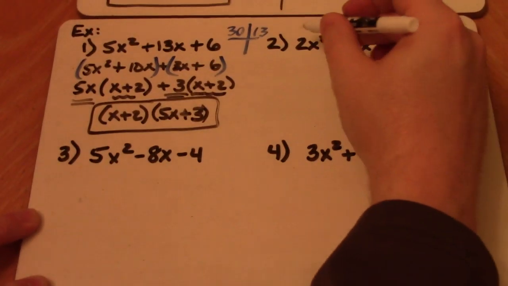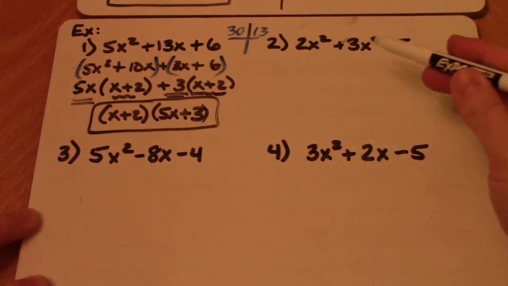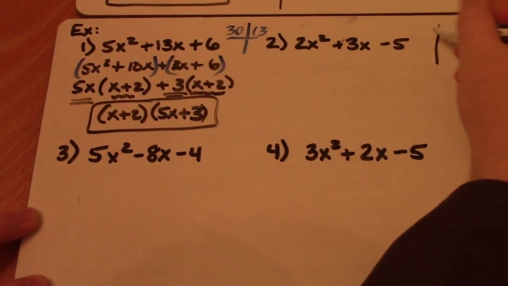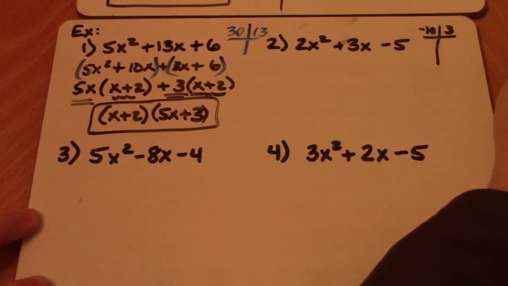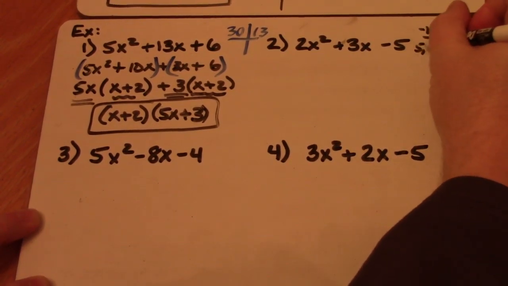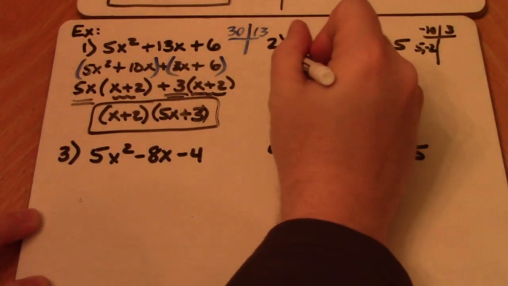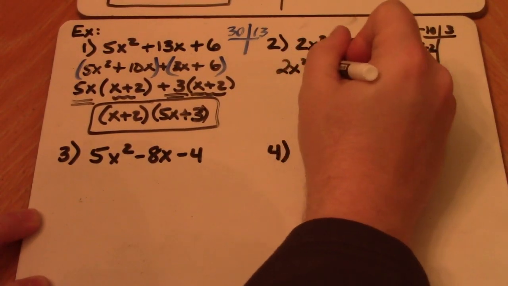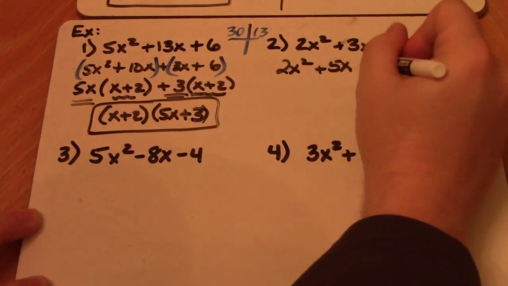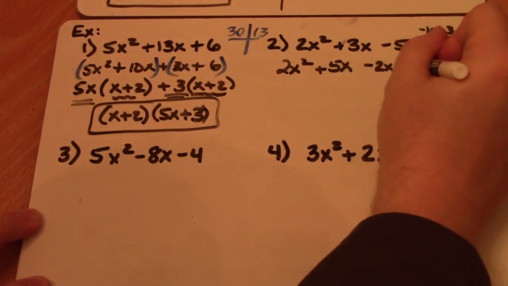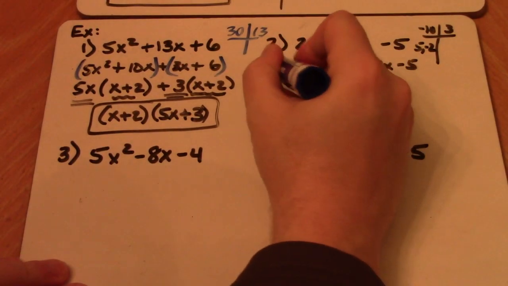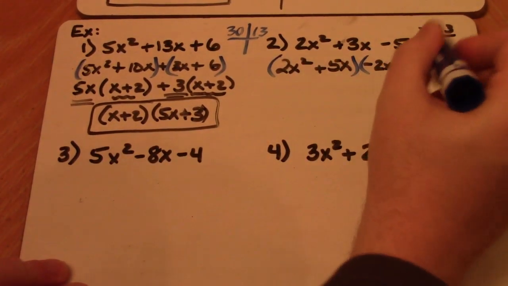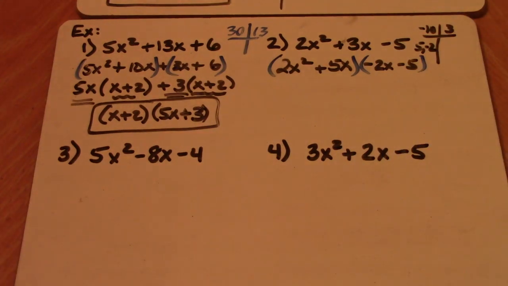On the next one, this one's a little bit different in that 2 times negative 5 is negative 10. And we're looking for numbers that multiply to negative 10 and add to positive 3. That would be 5 and negative 2. So when we split this one up, we split it into a 5x and a negative 2x. Now when we group, if that third term is negative, the negative has to be grouped with the 2. So now we go in and factor out greatest common factors.